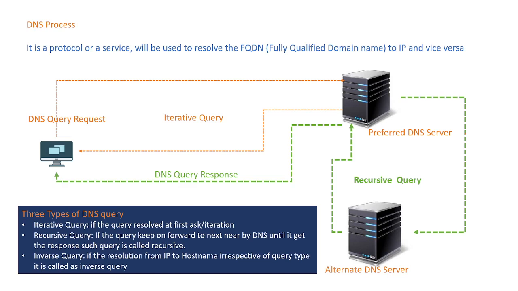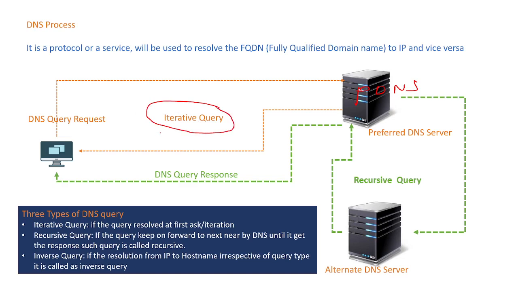This is your preferred DNS server. Imagine if this preferred DNS itself will fulfill your request. I mean, that preferred DNS itself knows the IP address of this Passport Seva Kendra website. Then the request is getting fulfilled at the first attempt itself. Correct? So that kind of query we call an iterative query, meaning the query is getting resolved or fulfilled at the first iteration itself.